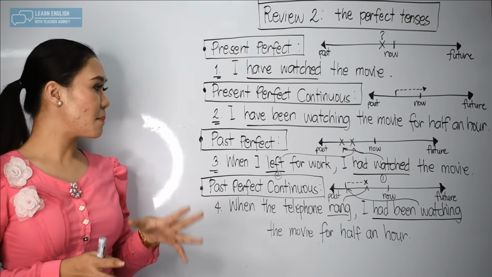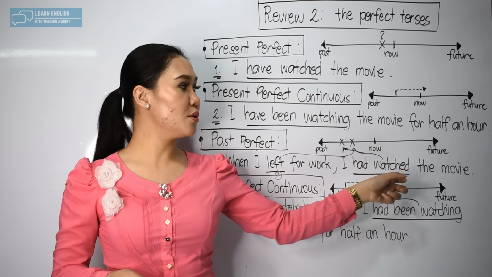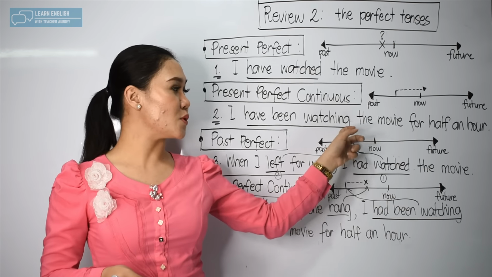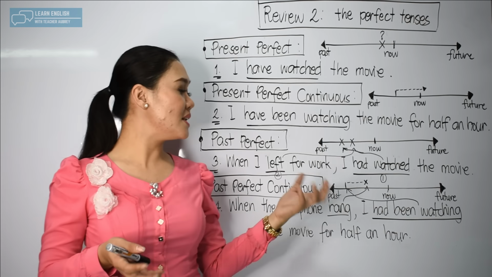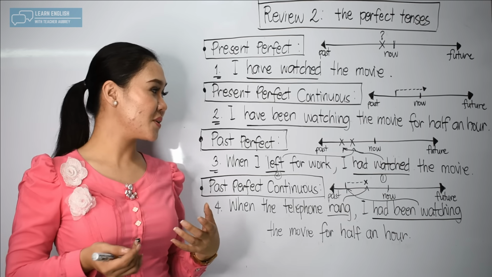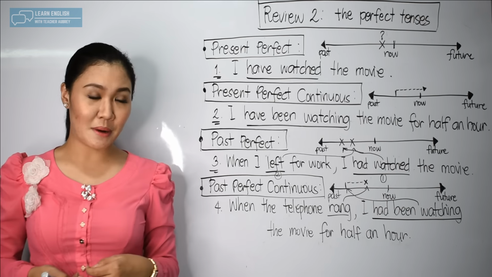So, ang ginamitan dyan ng past perfect is this. I had watched the movie. Nanood ako ng movie. Yan yung unang kilos na natapos. At yung pangalawang kilos na natapos din sa nakaraan ay yung umalis ako para magtrabaho. Okay? Nanood ako ng movie and after nun, umalis ako para magtrabaho.